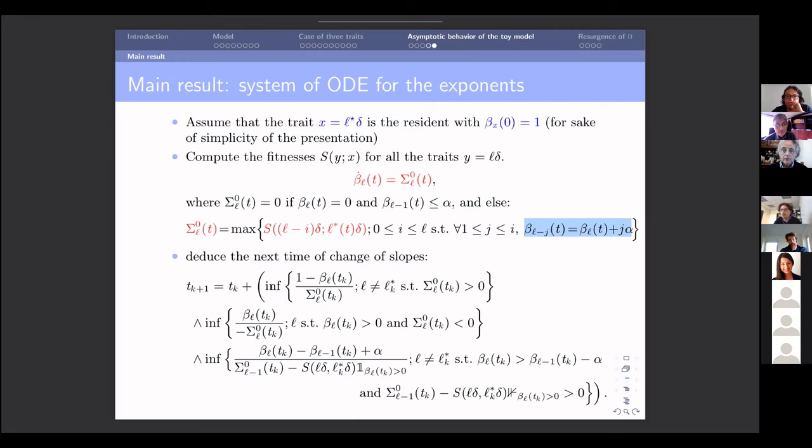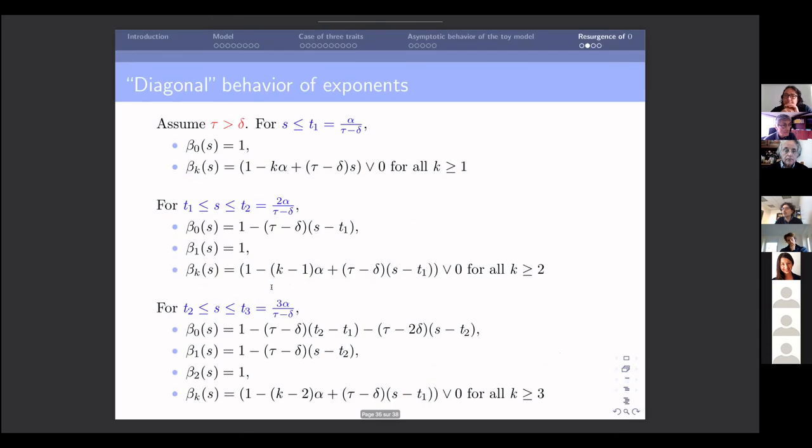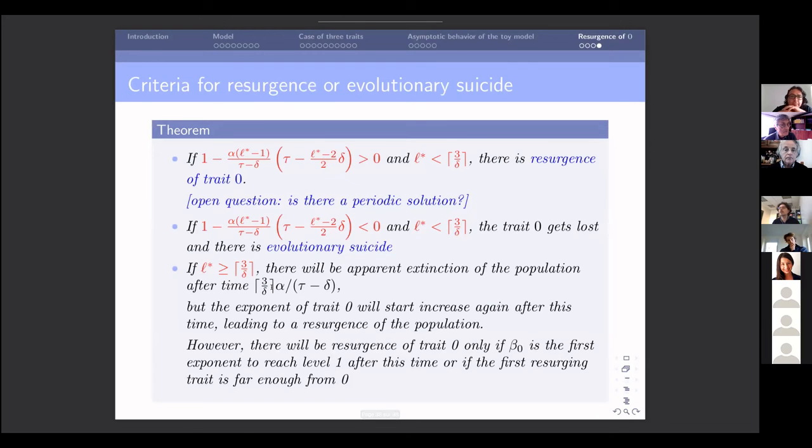how can we use this result? So actually, this is useful to perform simulations, as I showed, but it's also useful to make a theoretical study of the phenomenon I want to understand, which is re-emergence, cyclic re-emergence of traits. And actually, using this result, we are able to get a characterization of three different cases.